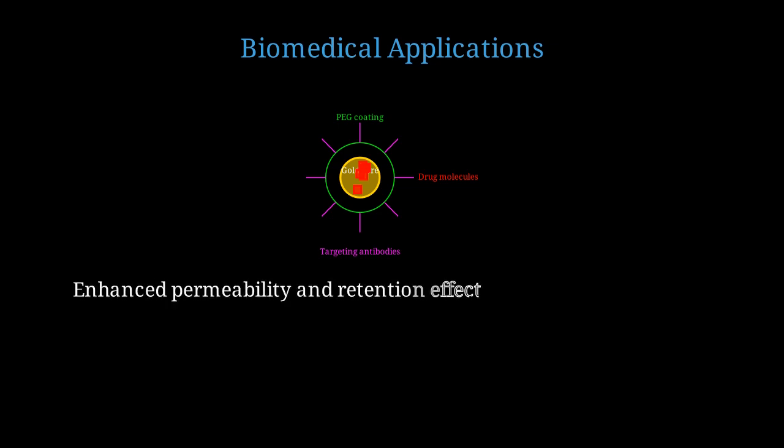Tumor targeting exploits the enhanced permeability and retention effect. Tumor vasculature is leaky, with pore sizes up to several hundred nanometers. Nanoparticles accumulate preferentially in tumors, while healthy tissue with tight vasculature excludes them.